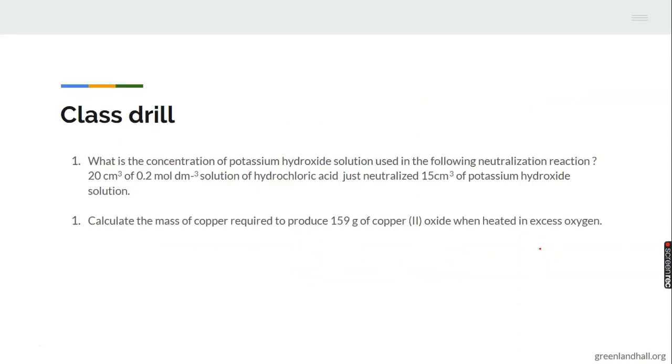So I want you to do this for me. It's the same thing with what I've been doing. You have to calculate the concentration of potassium hydroxide solution using the following neutralization reaction. You have been given some values. Just get the one you don't have and use it to calculate the overall concentration of potassium hydroxide. Then the second one, number 2, is that you need to calculate the mass of copper required to produce 159 grams of copper(II) oxide when heated in excess air. That's using percentage yield.